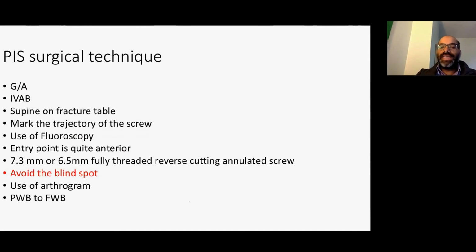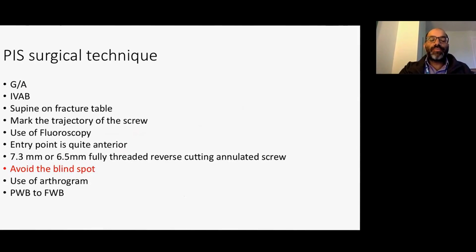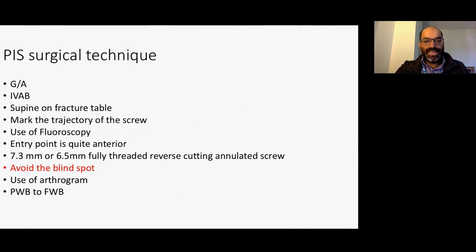That again, I think it is important. That's why I put this slide again, to know the surgical technique of doing a pinning in situ. Normally done under general anesthetic with IV antibiotics. Patient supine on the fracture table. Important thing is to mark the trajectory of the screw and use the fluoroscopy to your advantage. Okay. The entry point is quite anterior, what you normally expect from doing a DHS. A 7.3 millimeter or 6.5 millimeter fully threaded reverse cutting screws are used.